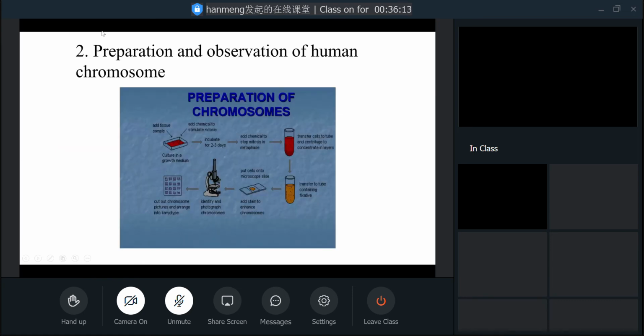Second is the preparation and observation of human chromosomes. We have learned the preparation of human chromosomes and banded chromosomes in our theory class, in the chromosome class. But how to make a chromosome specimen of a human in detail, we will learn in our second experiment.